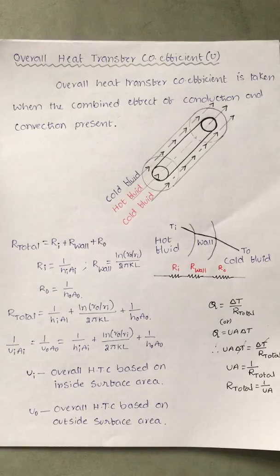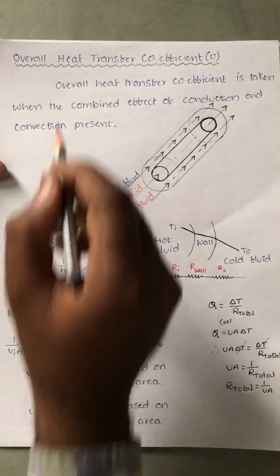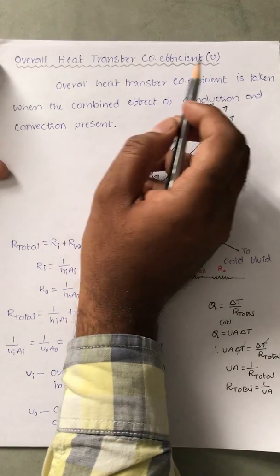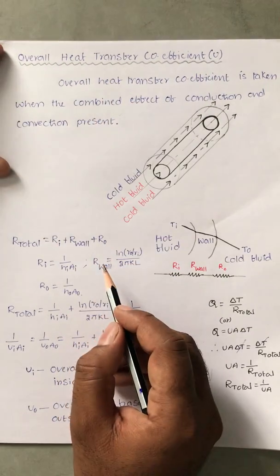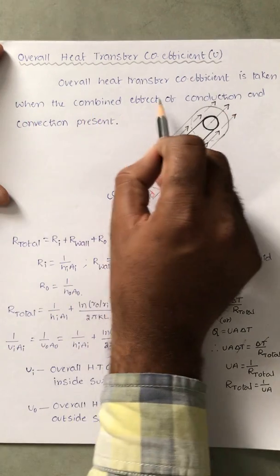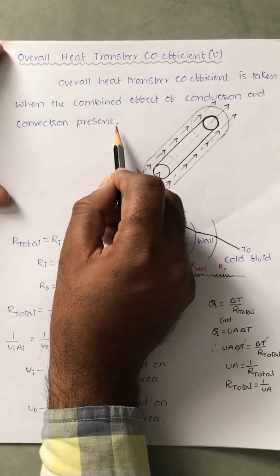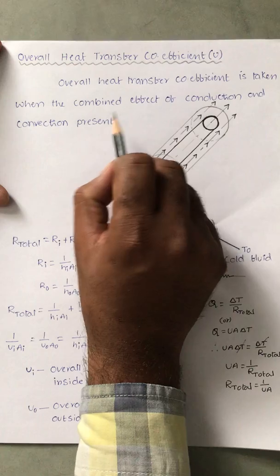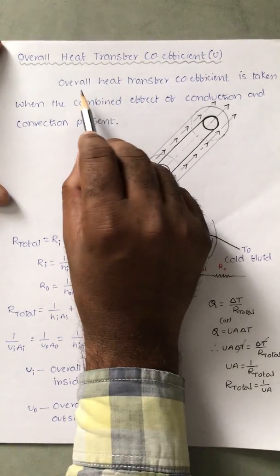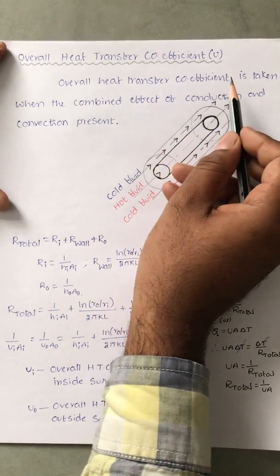Today we are going to discuss the overall heat transfer coefficient and its role in heat exchange. Overall heat transfer coefficient is used when the combined effect of conduction and convection is present, when both conduction resistance and convection resistance are present. In that situation we take the overall heat transfer coefficient.